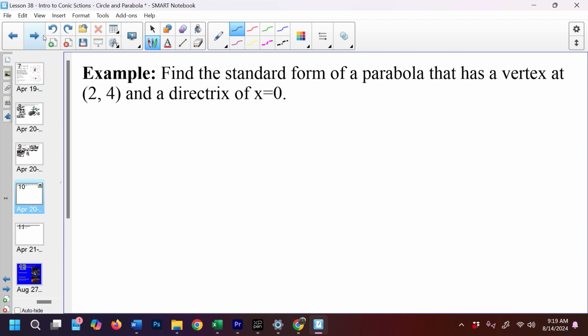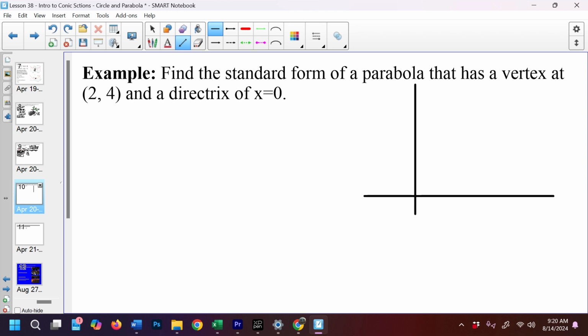All right, next one. It says find the standard form of a parabola that has a vertex at (2, 4) and a directrix at x equals 0. Well, as always, I suggest drawing a diagram. That usually makes your life easier and helps you create a plan of attack. Now, I drew only the first quadrant because that's really all I need.